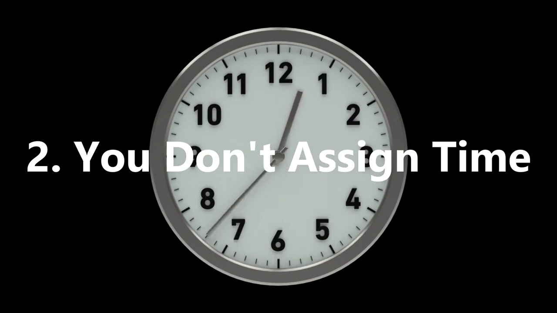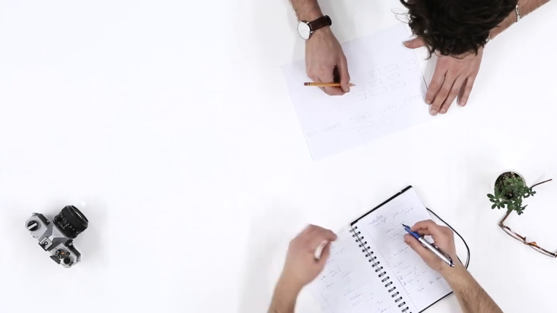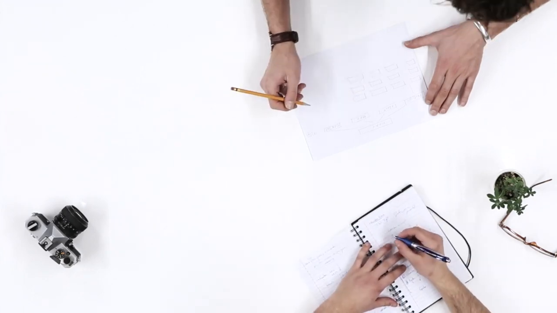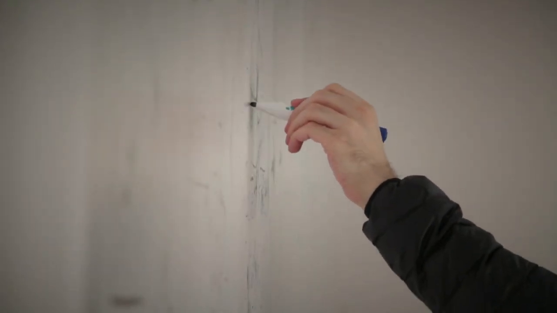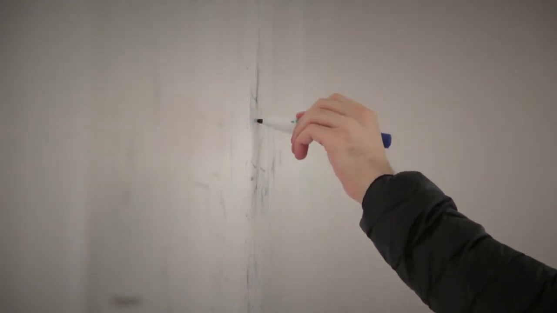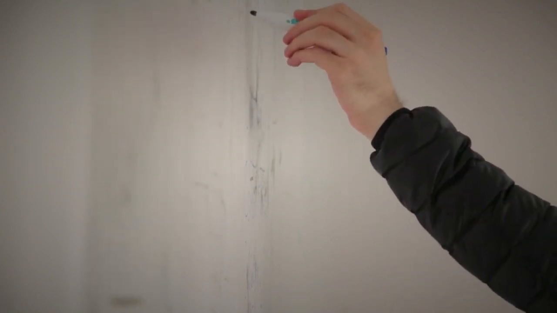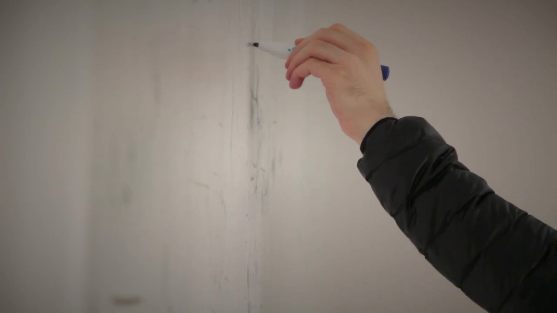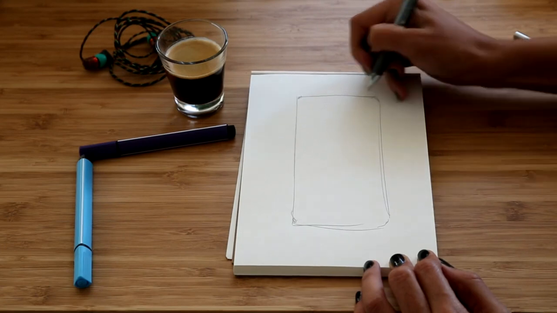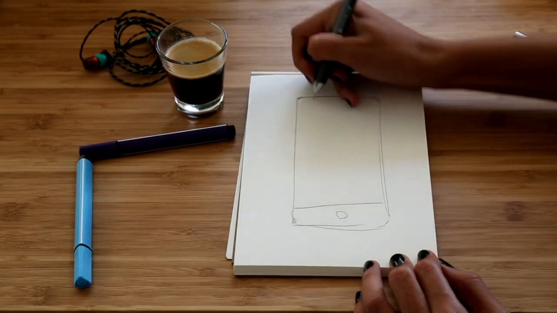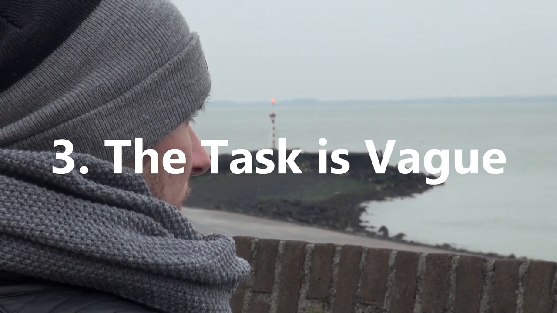Number 2, you don't assign time. Following on from scheduling tasks, it can be highly beneficial to assess how long you think it takes to complete a given task. This way, it's easier to schedule into your diary. However, not just ease of scheduling, you'll have a better plan on how you intend to tackle the task, as you've had time to think about what steps are needed to complete it. Assessing time will also give you a better understanding of how feasible it is to complete all of the tasks you set yourself. Number 3, the task is vague.